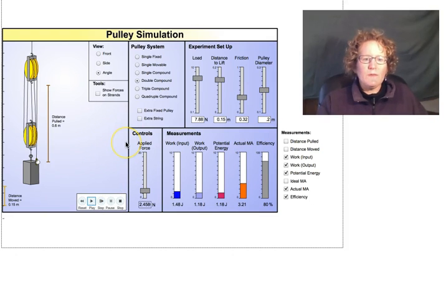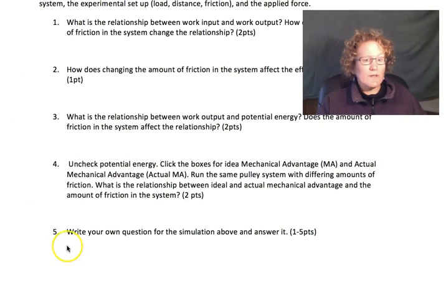So you can play around more with this pulley system, answer the questions for extra credit, and earn a couple extra points. The last question for extra credit is write your own question for the simulation above. Think of a situation where students might be able to learn, have them set up certain parameters and then watch what happens. And you can write a question for the simulation and you can answer it, and that is worth up to 5 points. So if you kind of think outside the box a little bit, you can earn some good extra credit.